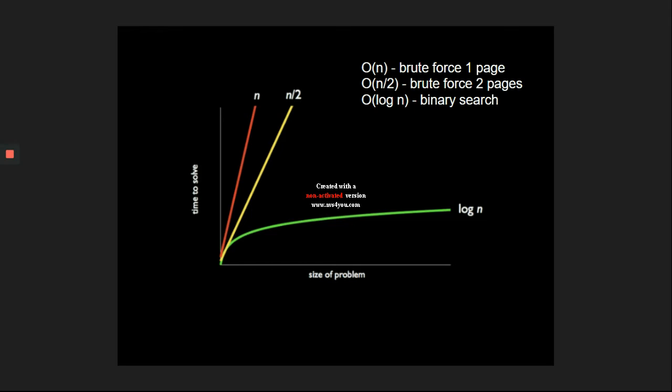If we just turned each page and did a brute force sort of search, we would end up with a time complexity of order n. Meaning we would have to check every element, or O of n divided by 2, if we flipped through every 2 pages. You can see where this efficiency lies.